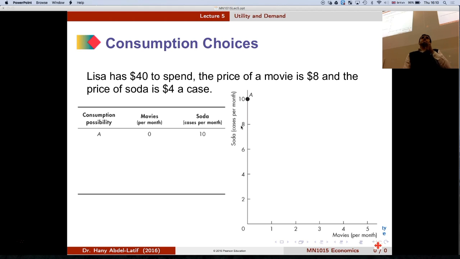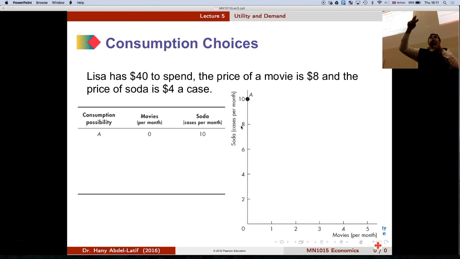She has $40. That's her budget, and she's buying soda for $4 each. The maximum she can get is 10, so 40 divided by 4 is 10 units, 10 cases per month. She can't buy more than 10. As I said, what you can afford is determined by the prices and the income, the money in your wallet. That's why she can't afford more than 10 units.